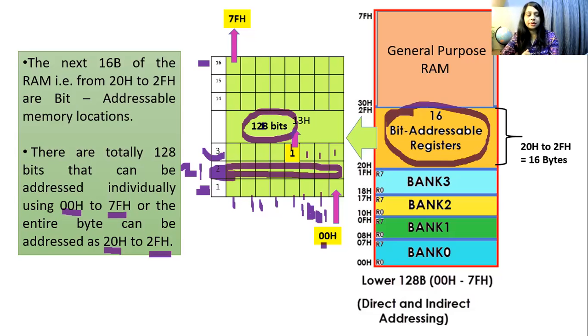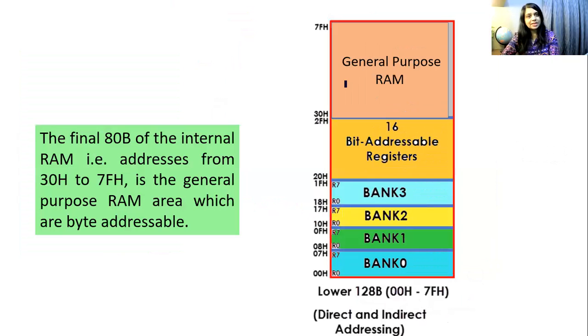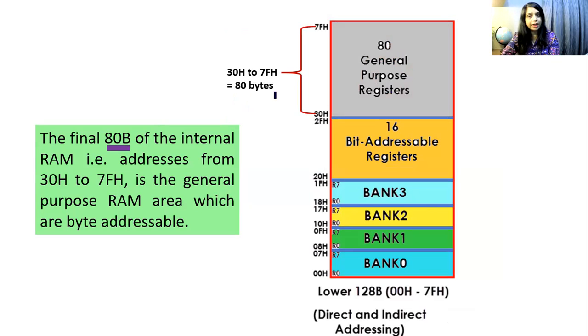Above this is the general purpose RAM, the final 80 bytes. So how many bytes are there in this area? There are a total of 80 bytes. 80 bytes means it is a stack of 80 registers. So the final 80 bytes of internal RAM have addresses from 30 to 7F. So there are a total of 80 such registers and the addresses vary from 30 to 7F. It is a general purpose RAM area which is byte addressable. So this is not a bit addressable area, but a byte addressable area.